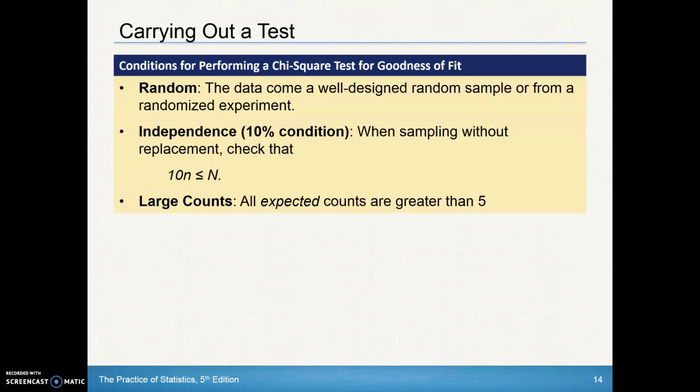All right, welcome to day 2 of chapter 11.1. We're going to continue with our chi-squared distribution, chi-squared test for goodness of fit. We're going to look at carrying out the test.